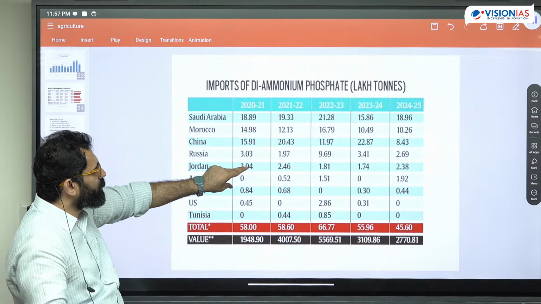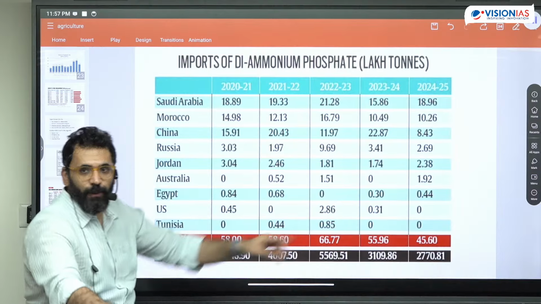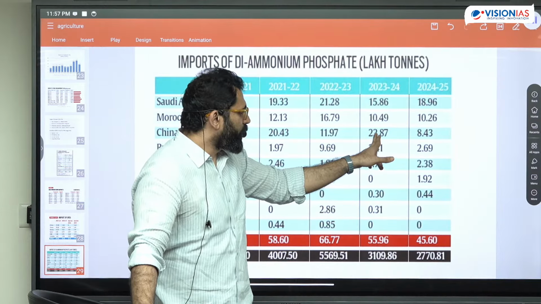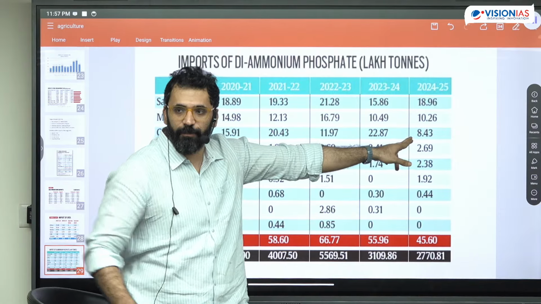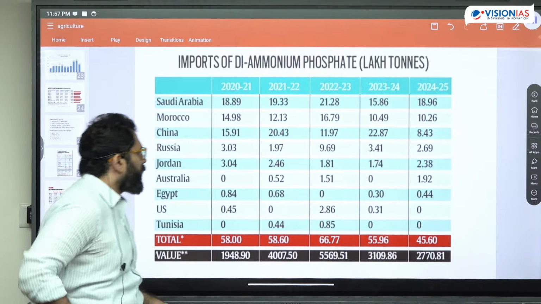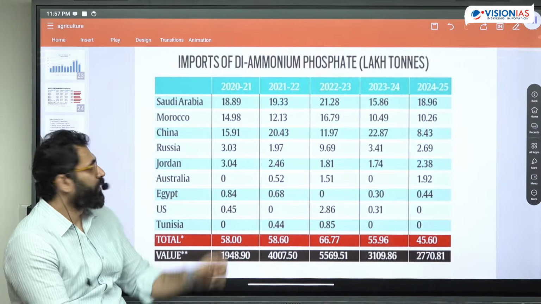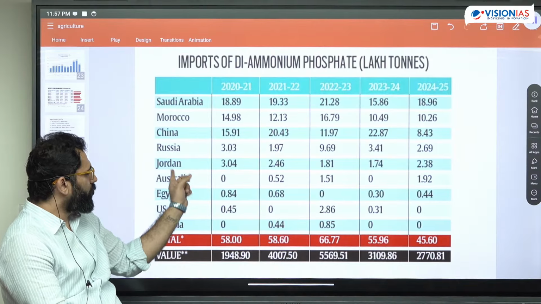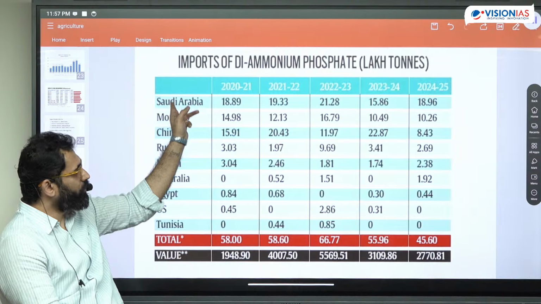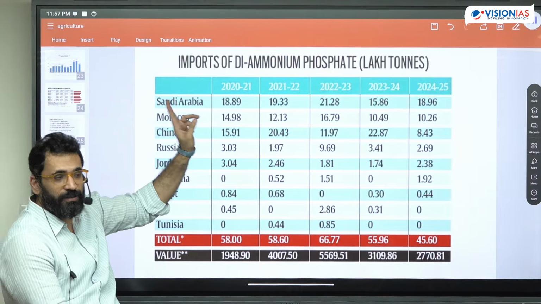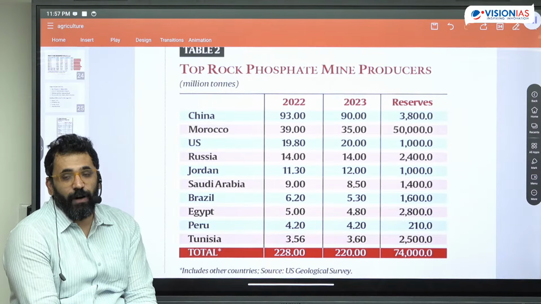I'll show you this. This is diammonium phosphate. Diammonium phosphate, this is what they had controlled. 22.87 in 23, 8.43 in this. China stopped DAP coming to India. Another good source of DAP for us is Morocco. Morocco has a lot of rock phosphate. Saudi Arabia, Morocco, Russia, Jordan, Australia, Egypt, these are some of the countries. Russia, Jordan, Saudi Arabia, Morocco. This is for DAP. This is the rock phosphate which is required.